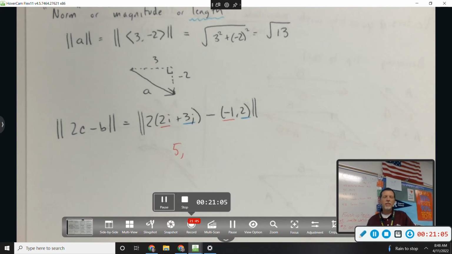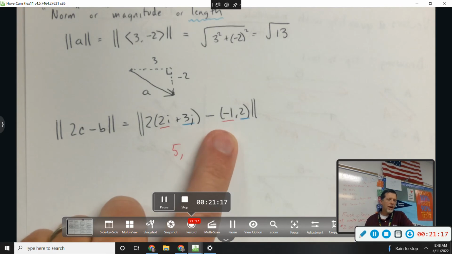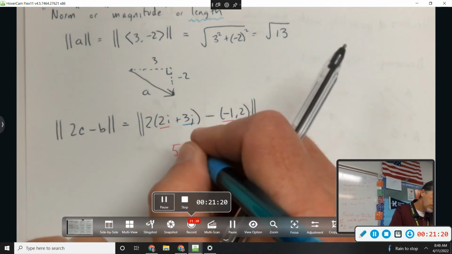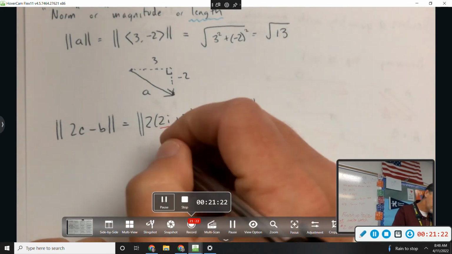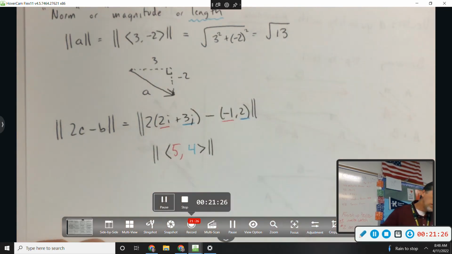And then the y piece, or the j piece, the second coordinate. Again, I'm doing a lot of steps at once. None of them are that hard. It's just be careful. 2 times 3 is 6. Minus 2 is 4. So 2c minus b is 5, 4. And then now I want the length of 5, 4.